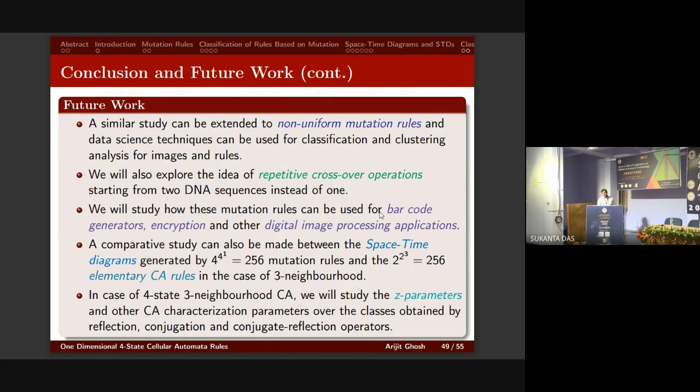A comparative study between the 256 mutation rules and the 256 cellular automata rules can be taken up, considering the three-neighborhood system. In the case of four-state three-neighborhood CA, we will study the Z parameters and other CA characterization parameters over classes obtained by reflection, conjugation, and conjugate reflection operators.